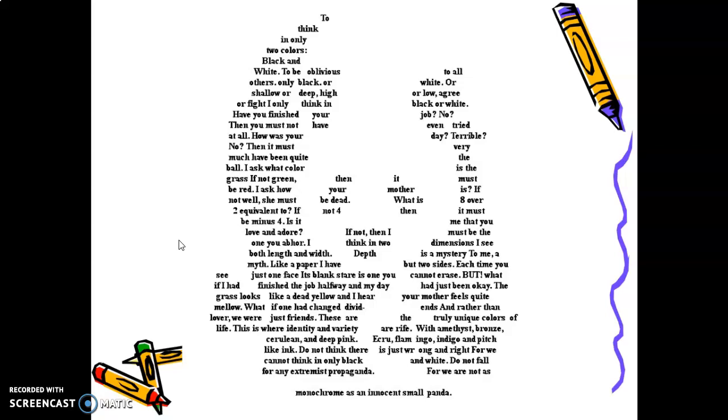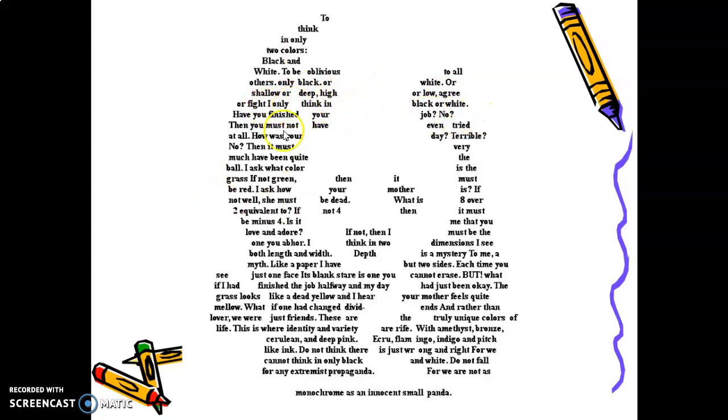Here's a very famous one called Doctor Who. And again, you can see the white spaces used to help create the picture. And this one here, if you take a quick look at it, can you take a guess and figure out what it is? This one is a very famous one called the Panda Bear. And again, to think in only two colors, black and white, and to be oblivious to all others, only black or white or shallow or deep, high or low, agree or fight. I only think in black or white.